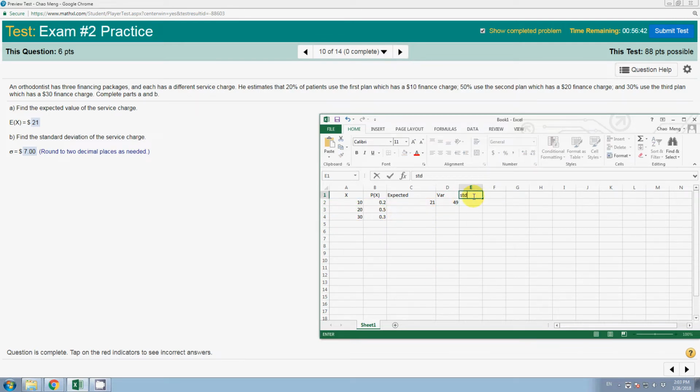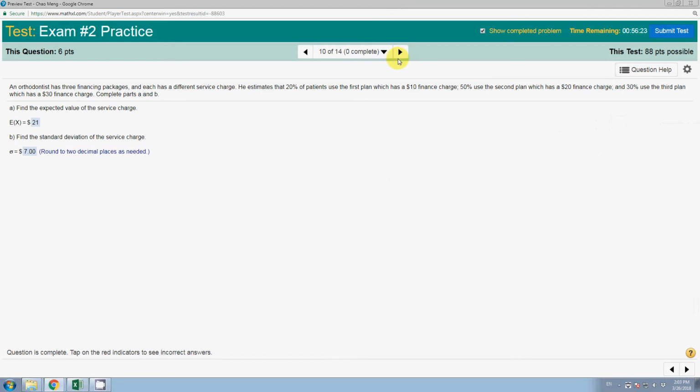This question is asking for standard deviation, so let's just take the square root of the variance. That's going to be the square root of this variance. So we got the standard deviation. Okay, so that's question number 10.